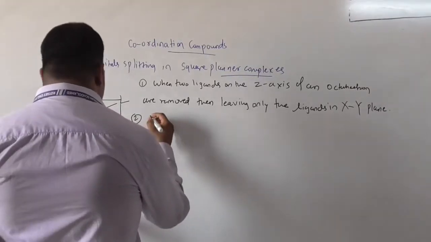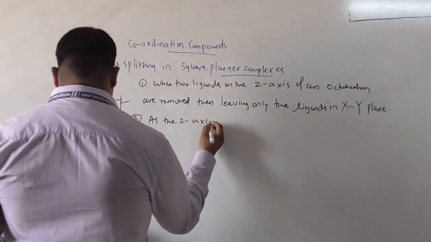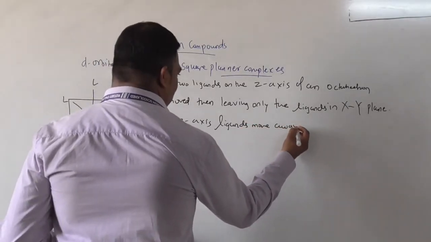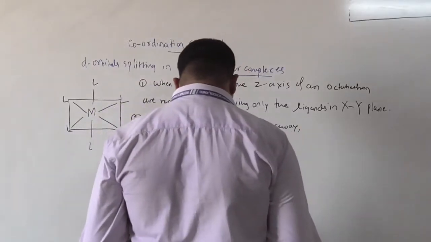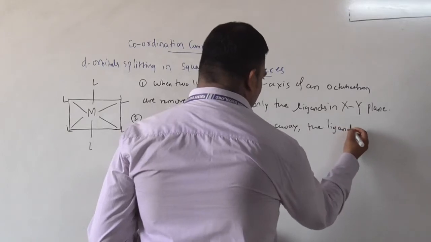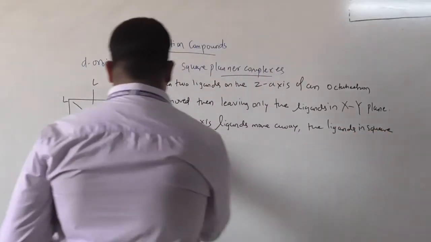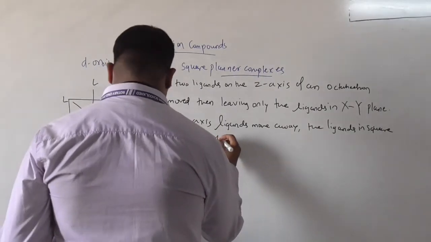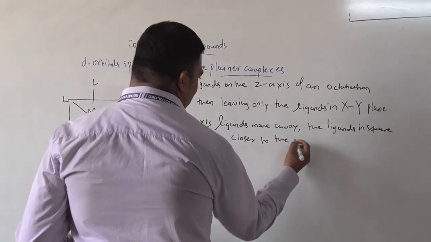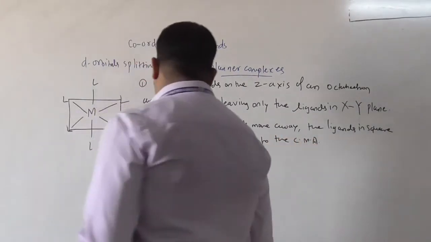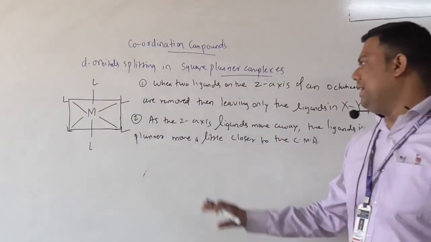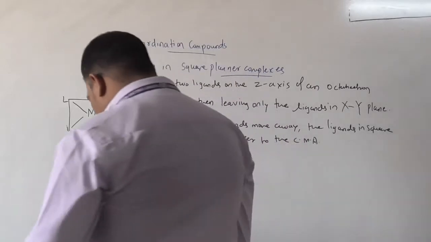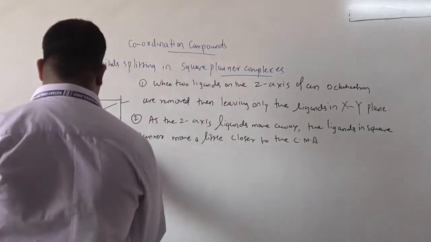Now see what will happen in the second point. As the z axis ligands move away, the ligands in the square planar move a little bit closer to the central metal atom. As you know, when we remove the z-axis ligands, they move away, and the ligands in the square planar move a little bit closer.